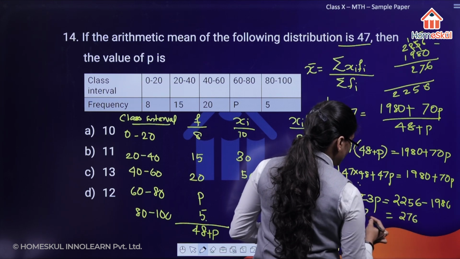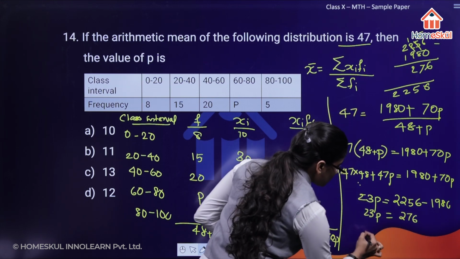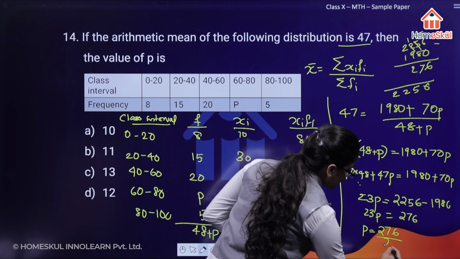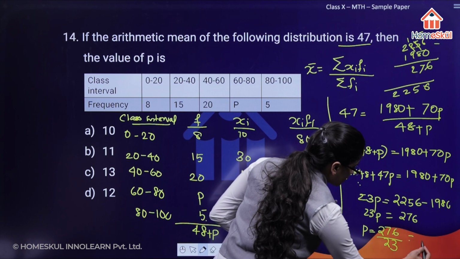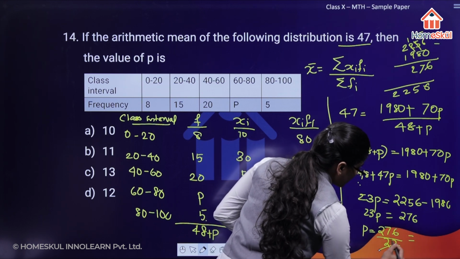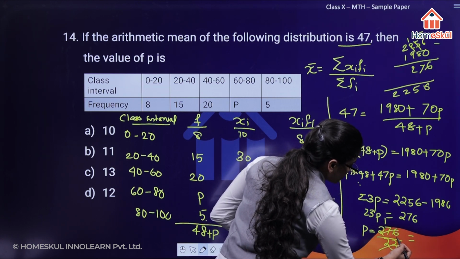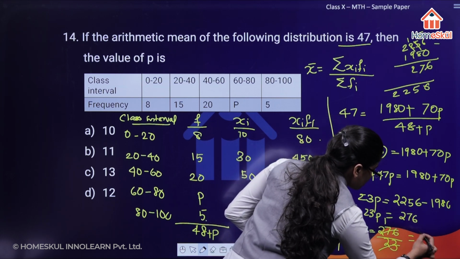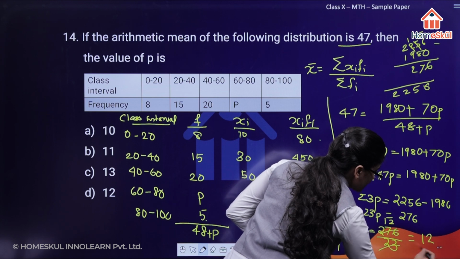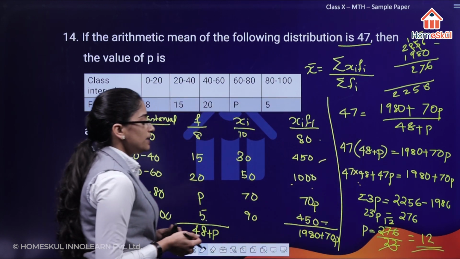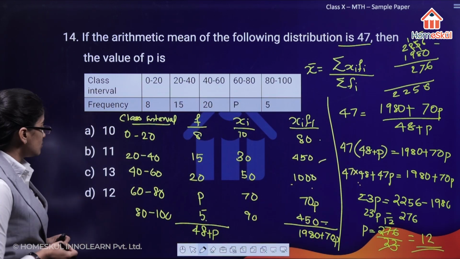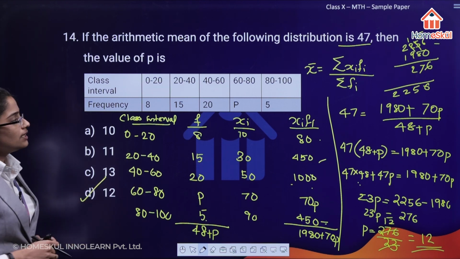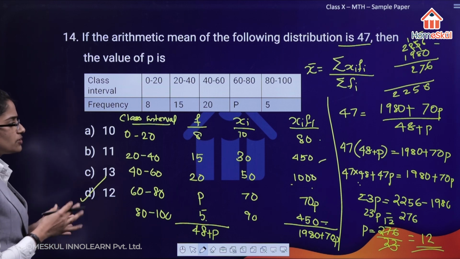276 is equal to 23p. That is, p is equal to 276 divided by 23. That we could take, okay, 27 how many times? 1 time. Then here it is 46. So 23 into 2 is 46. That means 12, isn't it? We are getting the value of P as 12. So which is the correct option? Option D is the correct answer. Okay? Clear? Easy question, isn't it? We need to just substitute the values.